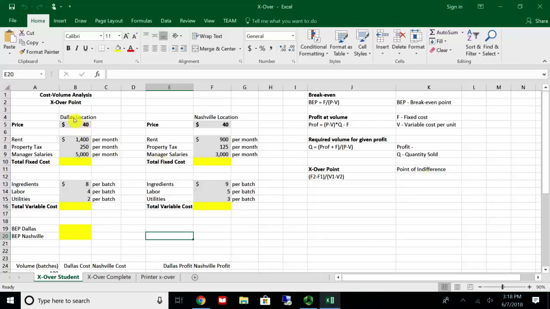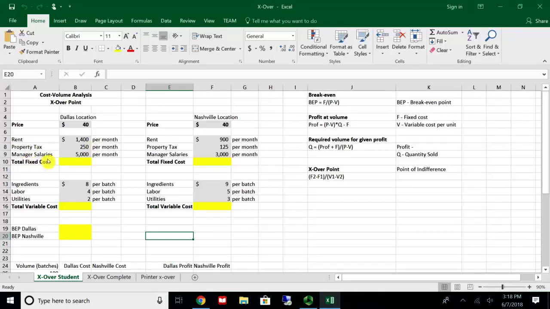So again, we're looking at a Dallas location and a Nashville location. There are our two options. She sells cupcakes for the same amount no matter where they were made, and that would make sense. So it's $40 for a batch of cupcakes, whether they're made in Dallas or in Nashville. These are high-end, designer type cupcakes. All right, and then we've got some fixed costs.